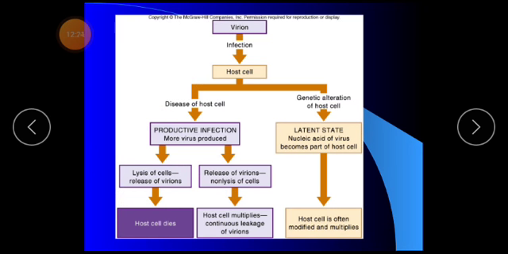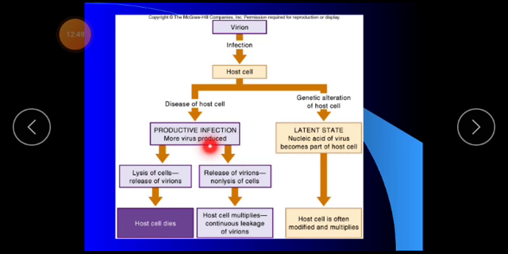If you have viral infection into the host cell, then there is disease of the host cell and genetic alteration of the host cell. Here, in the part of disease of the host cell, there is what we call productive infection, where more virus is produced, then the latent stage, where the nucleic acid of the virus becomes part of the host cell.